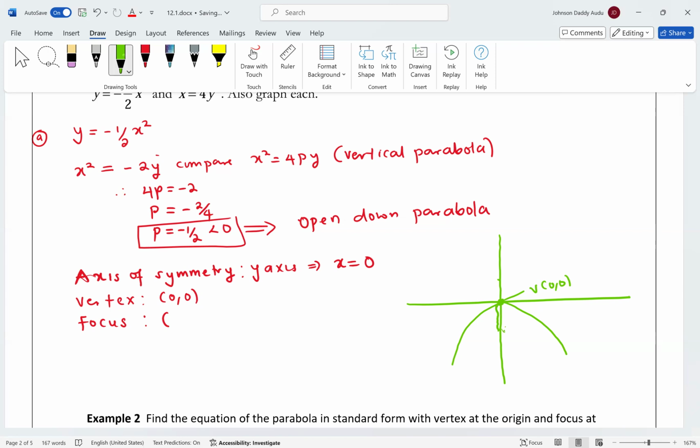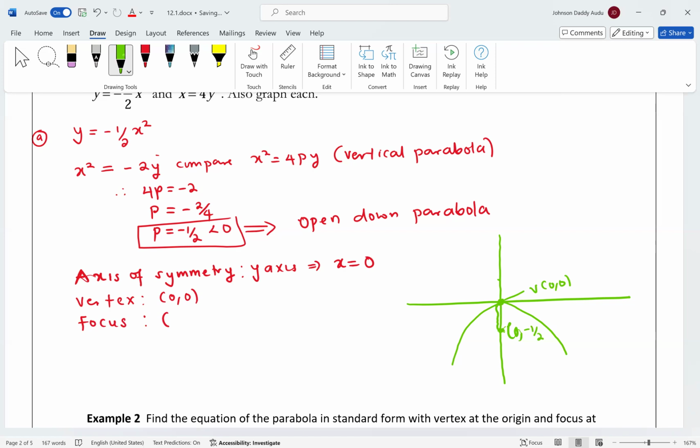And what will be this point? This point is going to be, our x is going to be what here? x is going to be 0. And what is y? y is going to be minus what? Minus half. So that point will be our what? That point will be our focus. So this is our focus here.